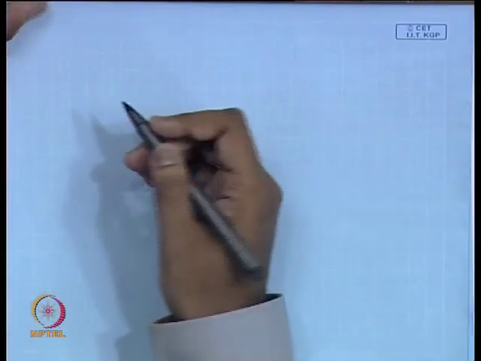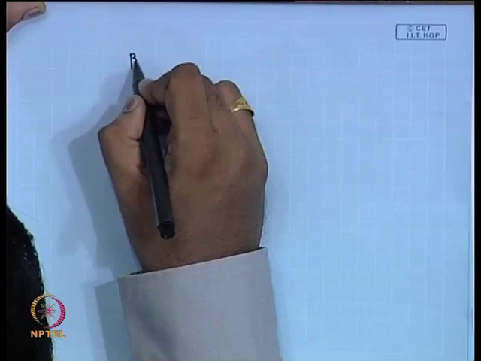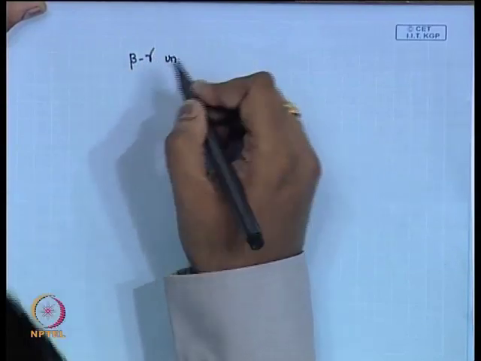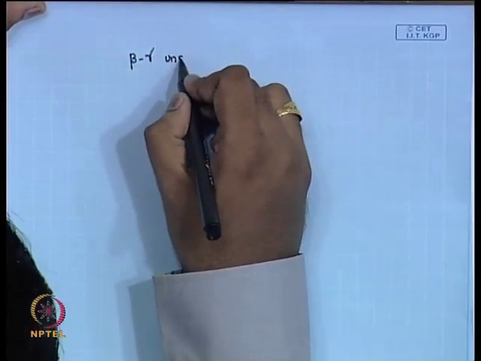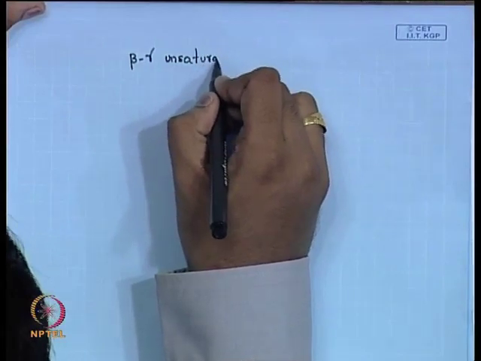So, one more we have to discuss, that is your beta gamma unsaturated ketones. If you have a ketone which is unsaturated within the ring, then what type of chemistry can it do? See, for example, I am saying beta gamma, we will discuss other unsaturated ones also, okay, but first we will start with beta gamma unsaturated.